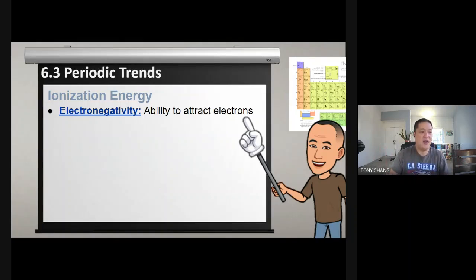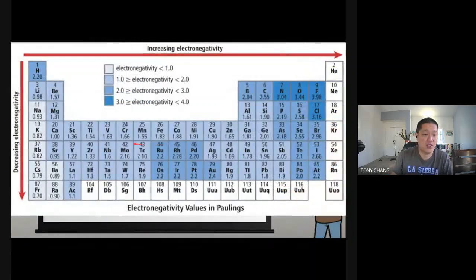Electronegativity is how attractive you are. So electronegativity is the ability to attract electrons. So let's think about it. I want more electrons. Electrons, come to me, right? That's basically what electronegativity is. So it increases as you go from left to right.